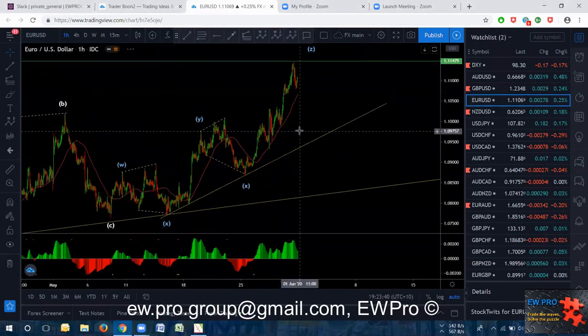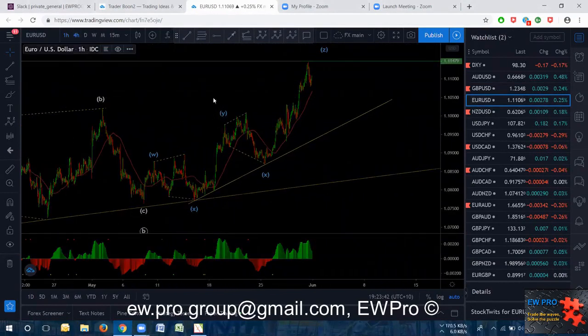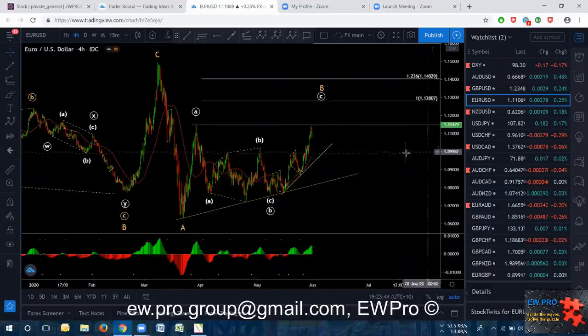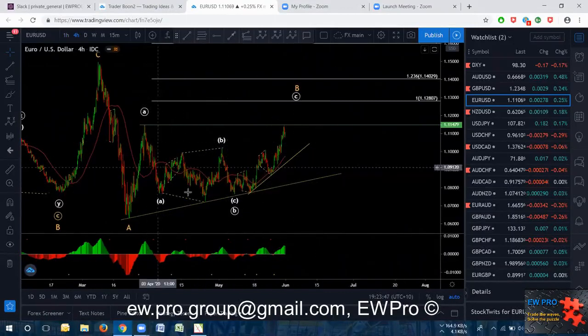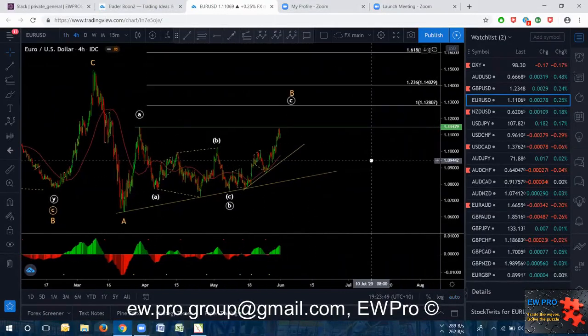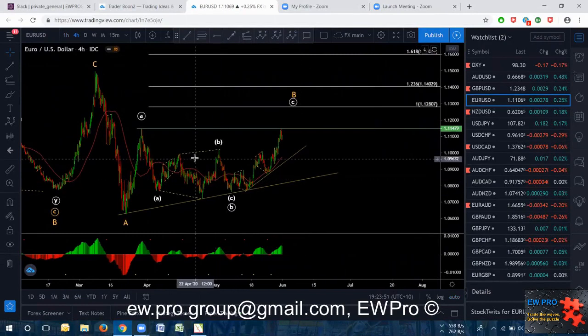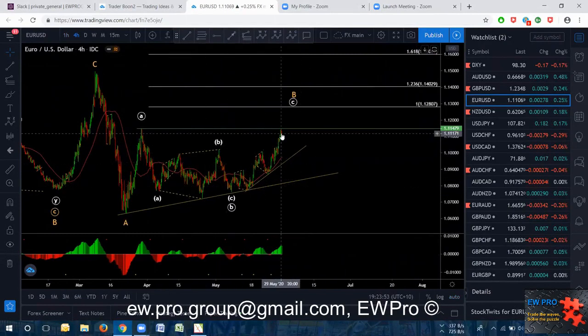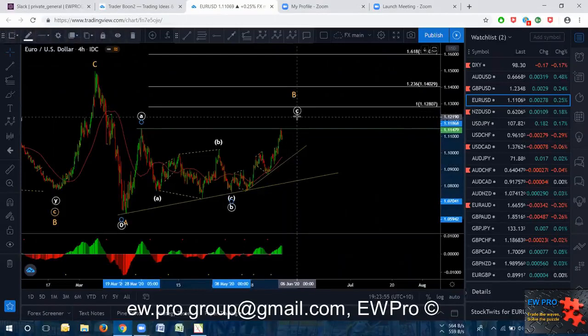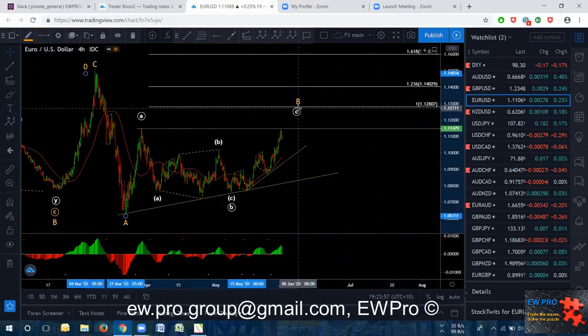EU, I've had to change my count on this one. If we go to the H4, this is the one. Last week I said just keep out of it because it's not really clear. And we got this move up. I've had to change my count on this one. I was looking for this as an A, B, C in here, and then we get the C up, but I've changed my count in here to a larger correction in here.